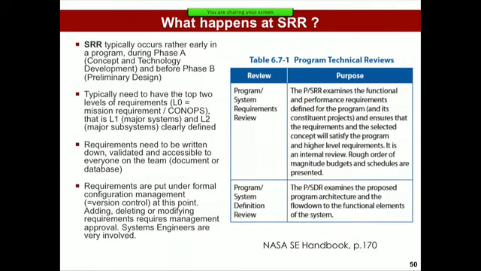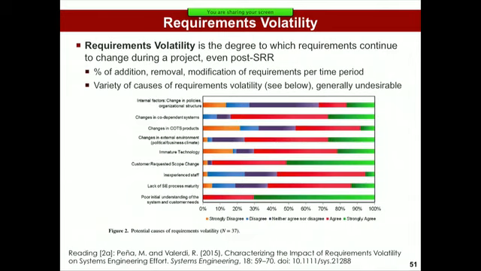So here's essentially what it says in the NASA handbook. SRR happens during phase A, before you go into phase B, and you need at least your top 2 level requirements written before you can do the SRR. I do want to mention the second reading, post-reading.